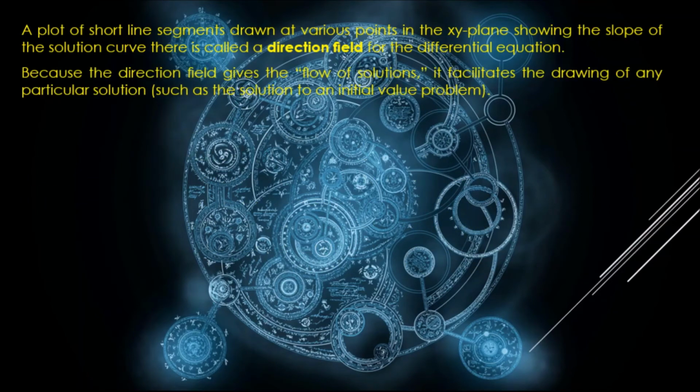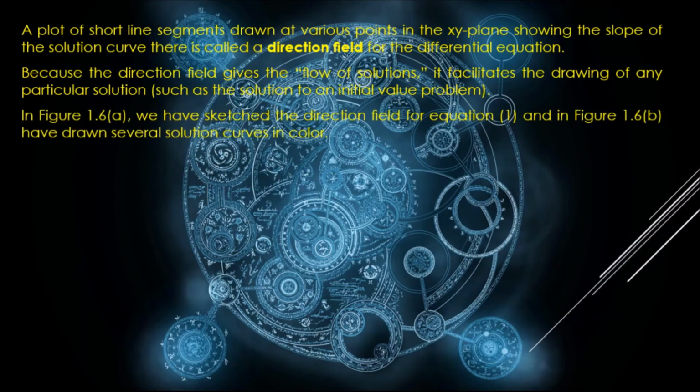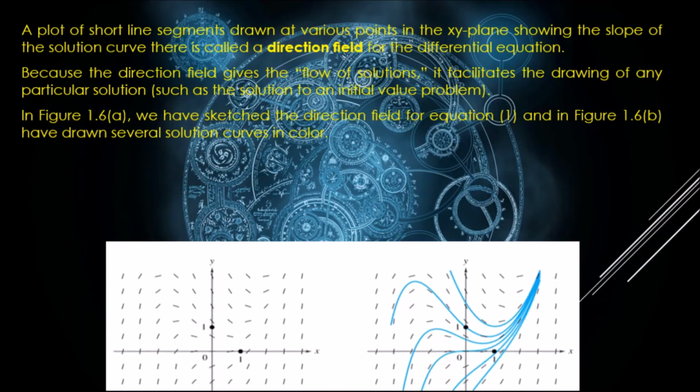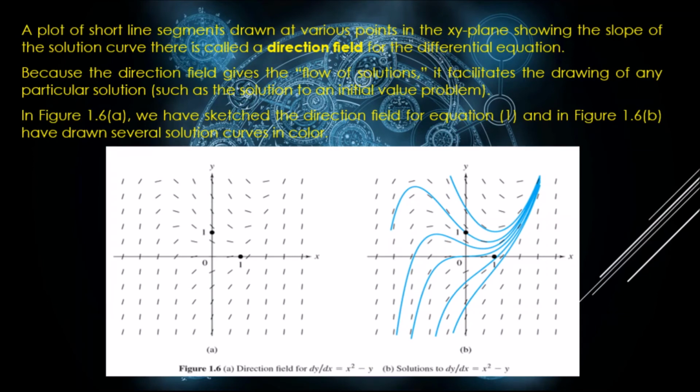Because the direction field gives the flow of solutions, it facilitates the drawing of any particular solution, such as the solution to an initial value problem. In figure 1.6a, we have sketched the direction field for equation 1, and in figure 1.6b, have drawn several solution curves in color. So here is figure 1.6.